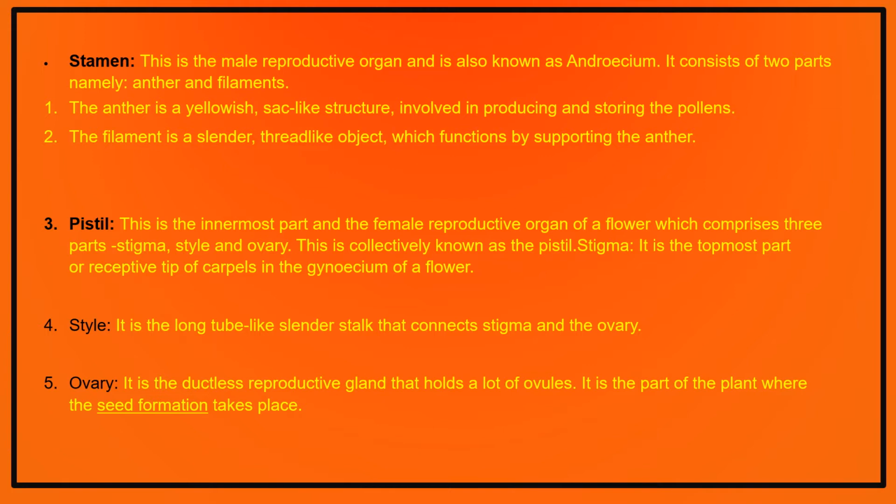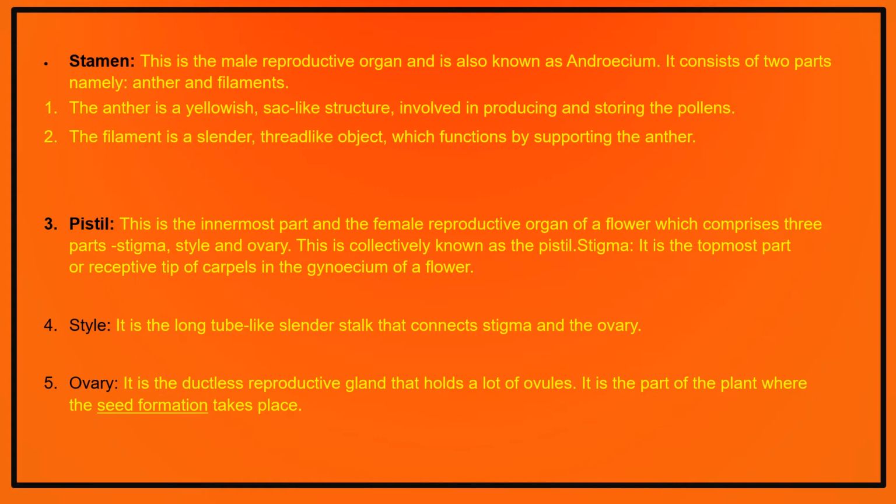And the second important reproductive structure is what we call a pistil. This is the innermost part and the female reproductive organ of a flower, which comprises three parts, mainly the stigma, style, and the ovary. This is collectively known as pistil.